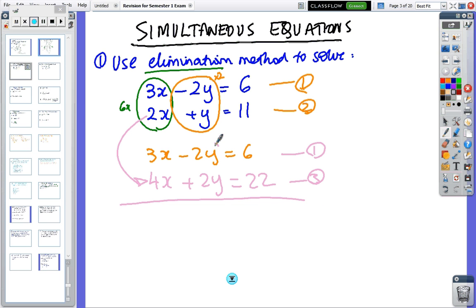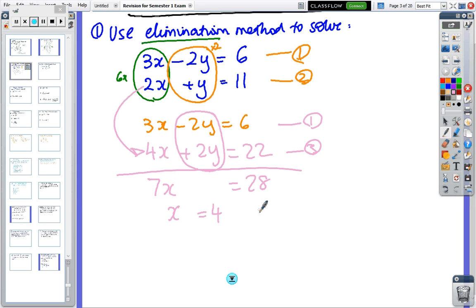And now the y's are ready for elimination by addition. Okay, so we're going to add because they're opposite signs. So we get 7x equals 28, and so x equals 4. And then find y. So substitute into, doesn't matter which equation, we'll do 1.